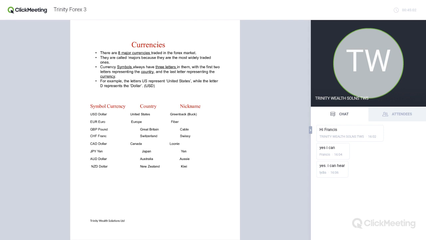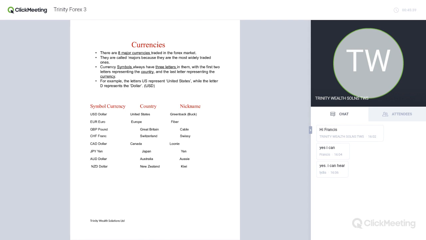So currencies are denoted in symbols, and the currency symbols always have 3 letters in them, with the first 2 letters representing the country and the last letter representing the currency itself. For example, in USD, US represents United States, while the letter D represents the dollar. So that's how they are named, how they are symbolized, how they are derived.